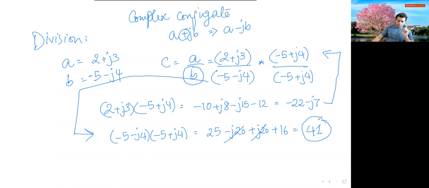You will always end up with a real number anytime you multiply a complex number by its conjugate. So now this C is going to be negative 22 minus J7 over 41. And your result is simply negative 22 over 41, the real part of the result, and negative J7 over 41, the imaginary part. And this will be your result of the division.